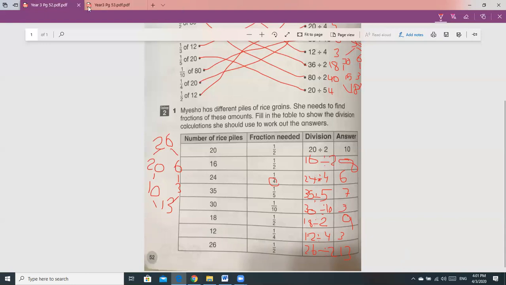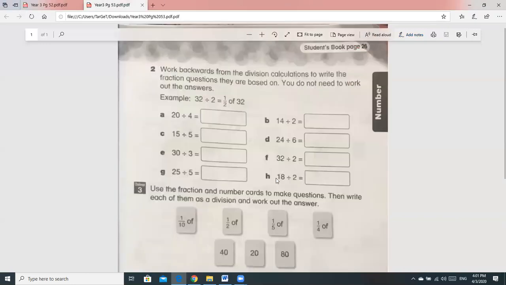Division. Okay, let's bring page 53. They say to me, work backwards from the division calculation to write the fraction question they are based on. You don't need to work out the answers. They don't want me to bring the answers, but they want me to write the fraction from the division. Like what? 32 divided by 2 means what? This 2 is the denominator, the number down. It's half of 32.